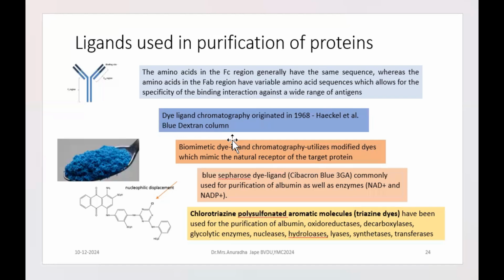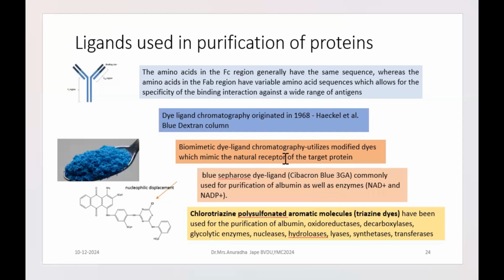So you are going to mimic that, right? And a false, or you can say synthesized molecule which is going to have similar analogy with respect to structure can be used as a ligand. In the dye ligand, there was blue dextran, but in biomimetic, you can use its derivative which is synthetically prepared.